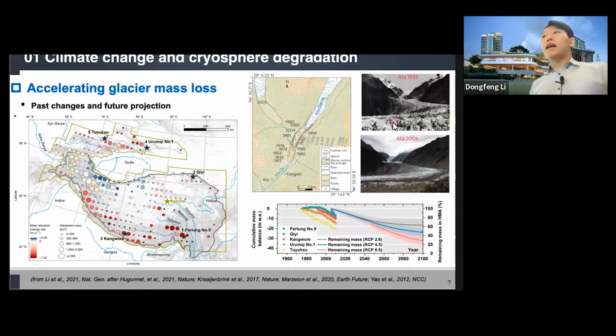Modeling studies also predict that even under the conservative climate change scenario, RCP 2.6, by the end of the 21st century, 40% of the glaciers in the region will be lost. And under our business as usual climate change scenario, RCP 8.5, 70% of the glaciers in the region will be lost by the end of this century.